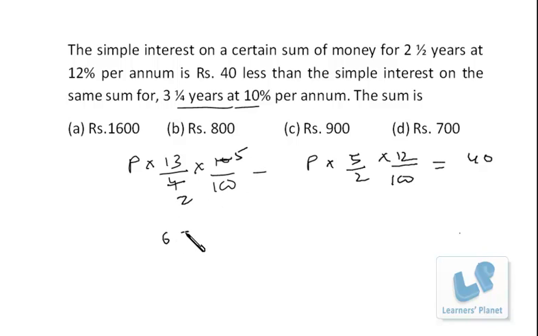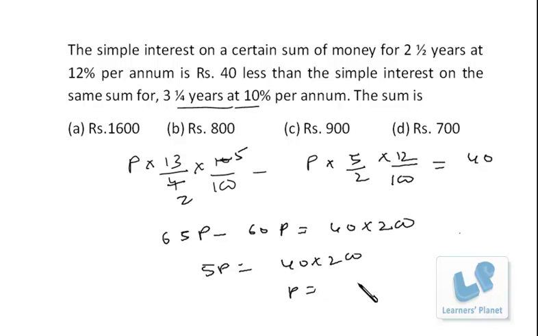So it's 65P minus 60P is 40 into 200. So 5P is 40 into 200. So P is 40 into 200 by 5. So it's 1600. As simple as that. Clear?